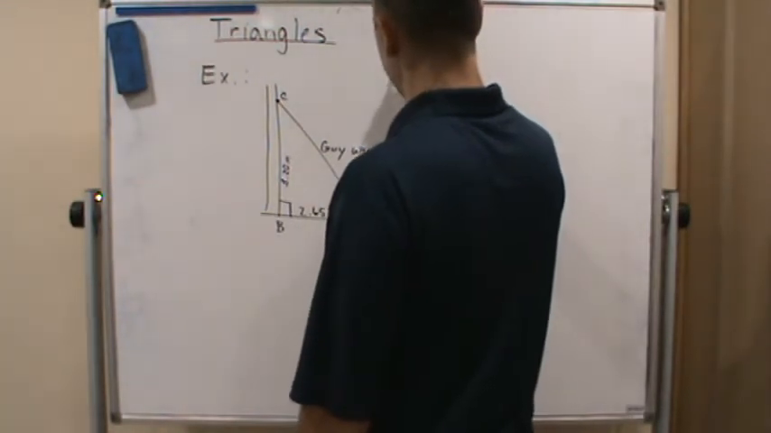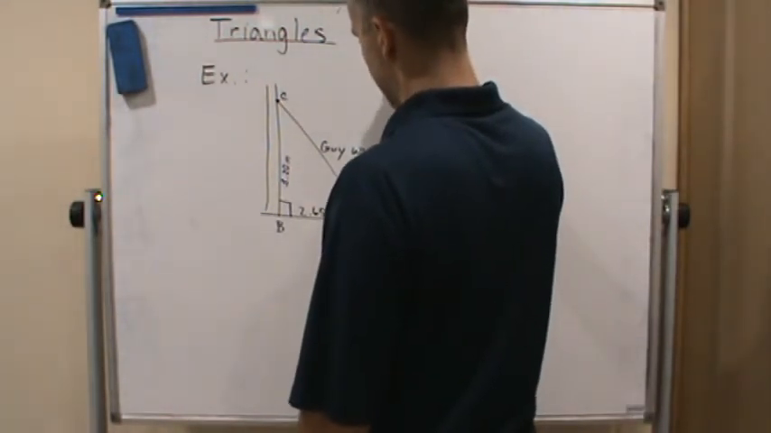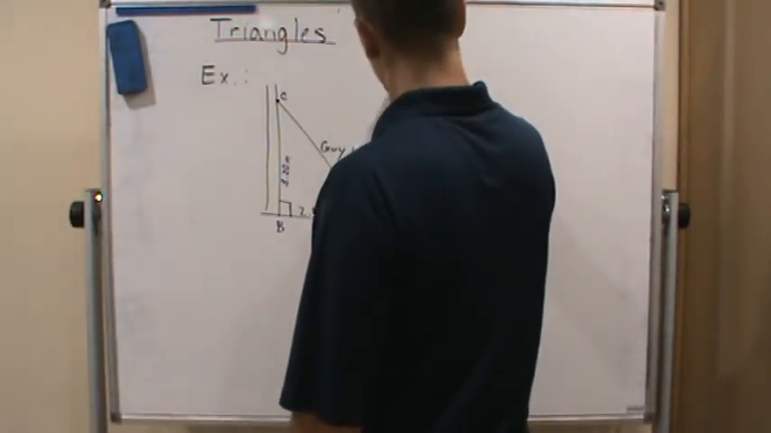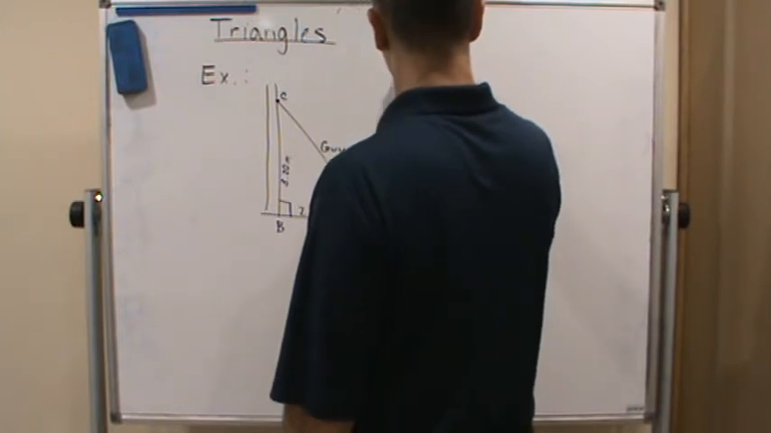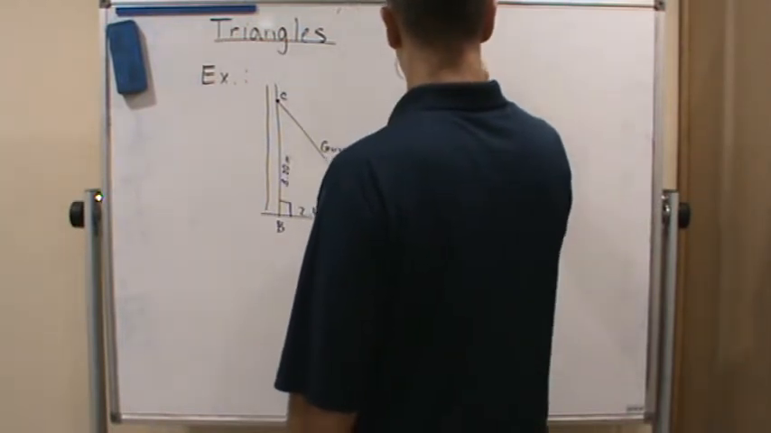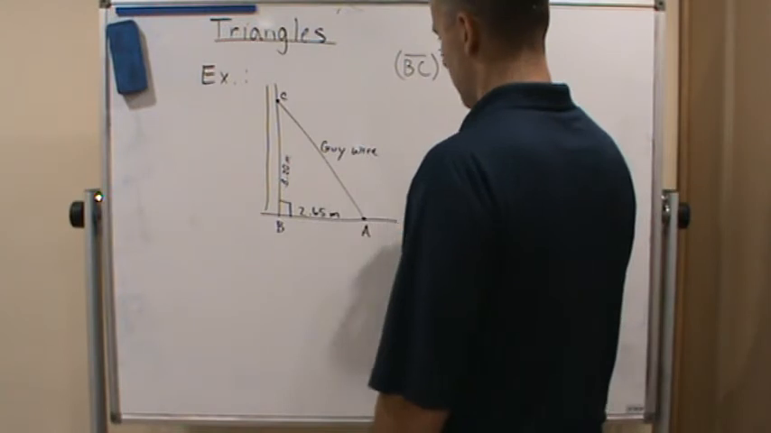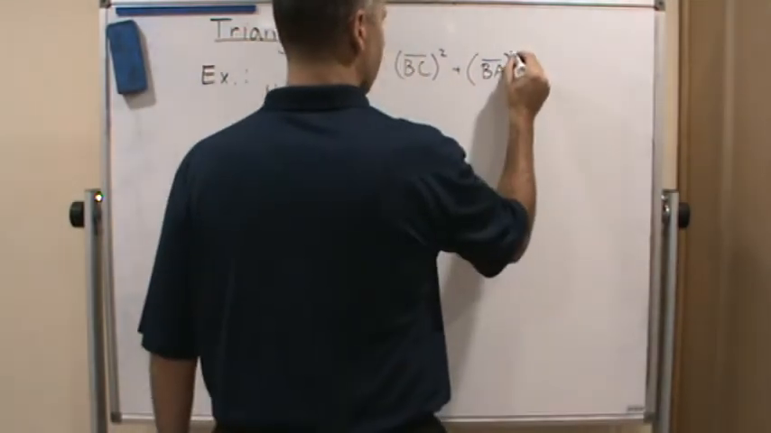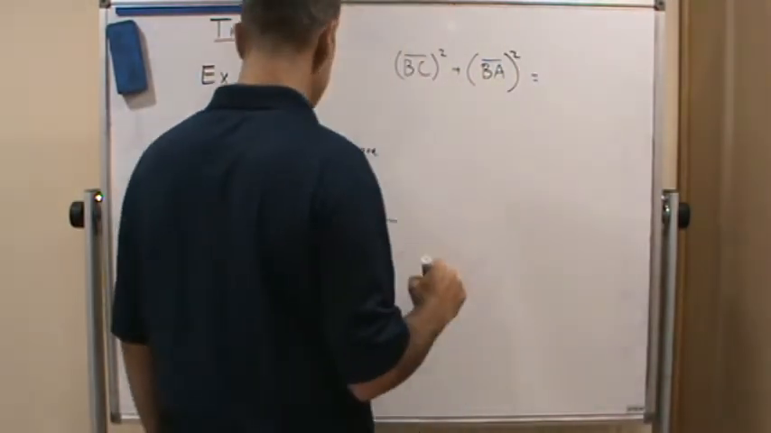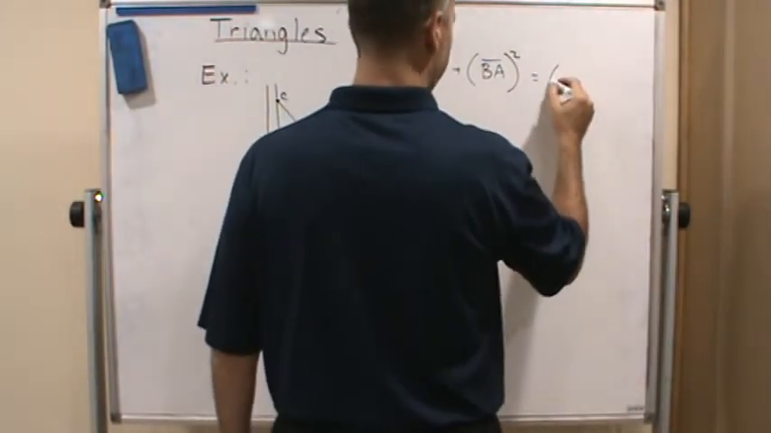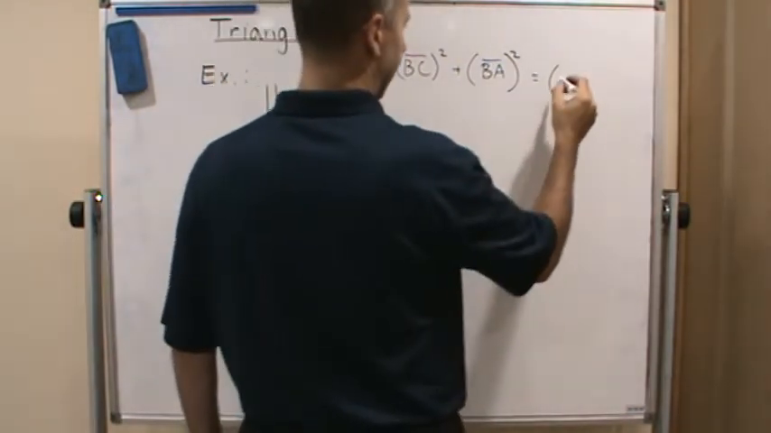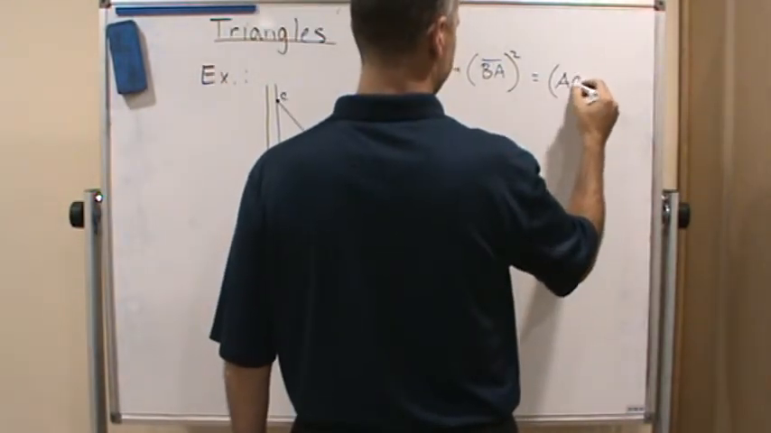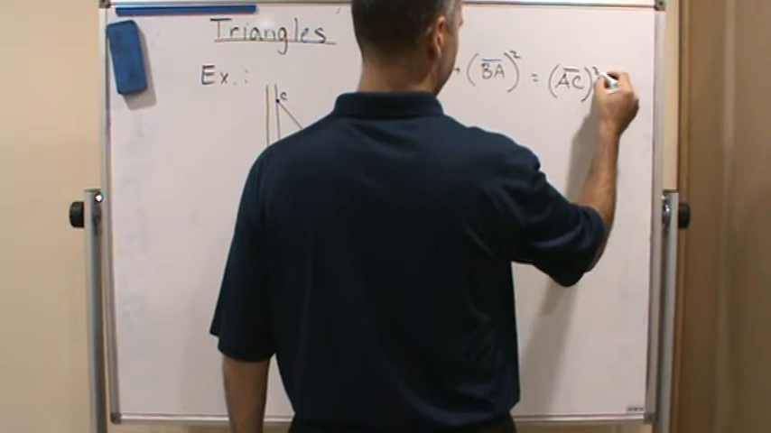So that would mean that segment BC squared plus segment BA squared has to equal segment AC squared.